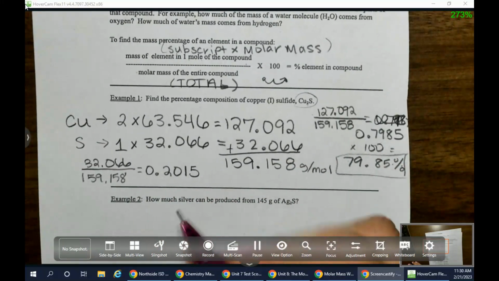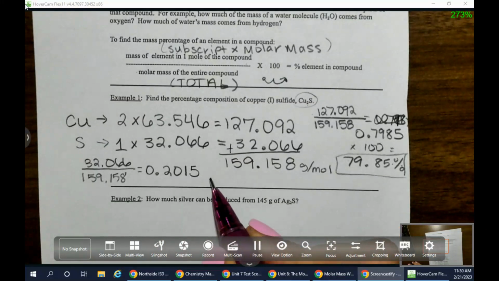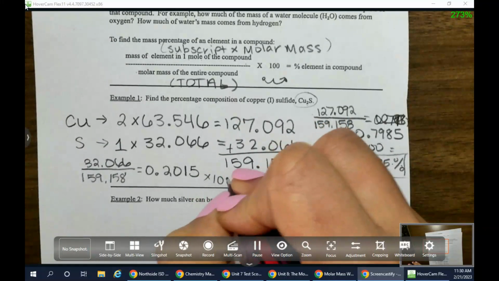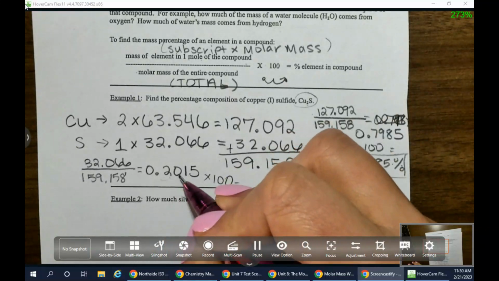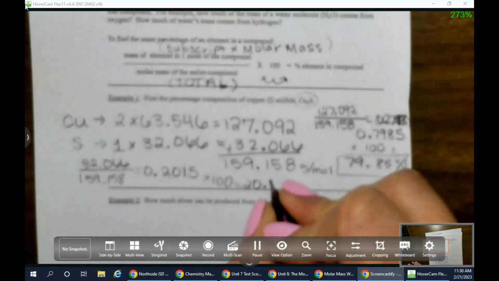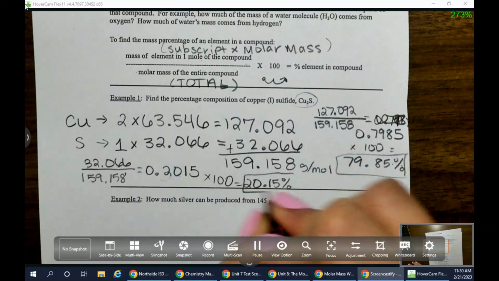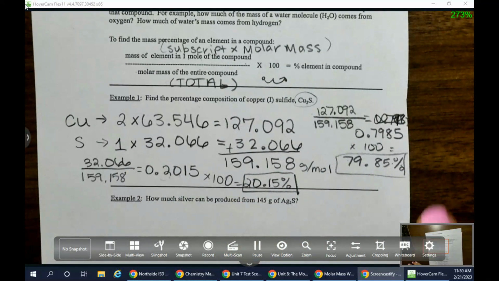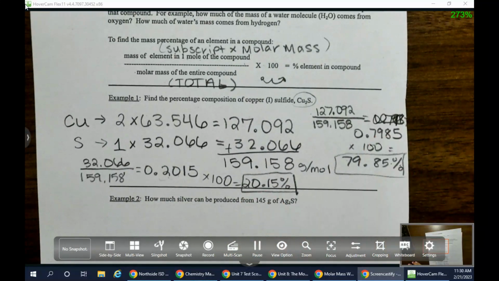Okay. So then when I multiply it by 100, again, that just means move that decimal 2 to the right. So I get 20.15%. So 79.85% and 20.15%.